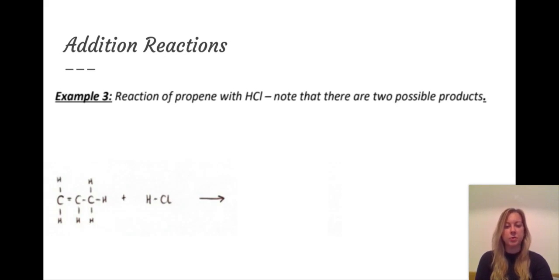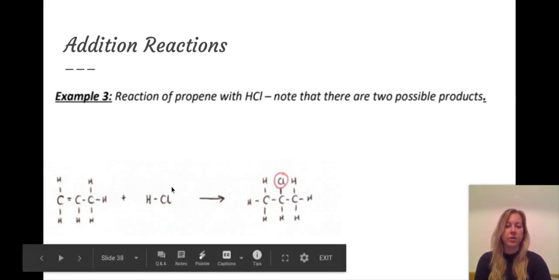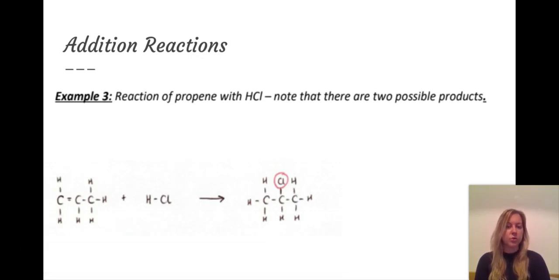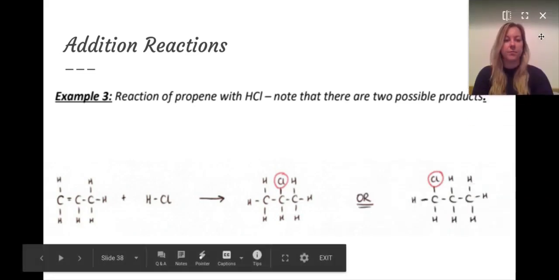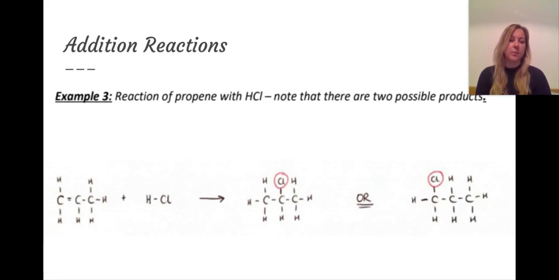So if the double bond opens then, and the hydrogen is on the left and the Cl is on the right, then you end up with the chlorine in the middle of the propane molecule. So it'll be 2-chloropropane. You can also have where the chlorine is on the left, so where the hydrogen and the chlorine have flipped, and that is going to be on carbon number 1, so it'll just be 1-chloropropane.